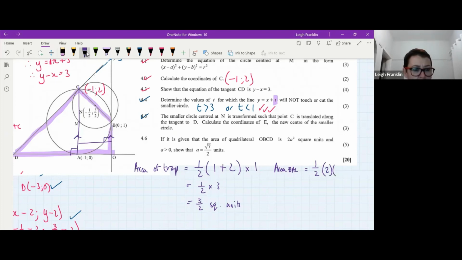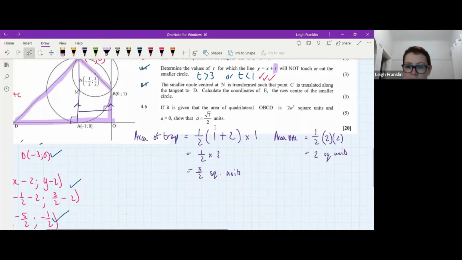And from A to D, D was -3, so that would also be 2 units long. So that would be 2 square units. Everybody happy with that? And now what we can do is add the areas together. The area of quadrilateral OBCD is going to be 3/2 plus 2, which gives us 3.5 or 7/2 square units.